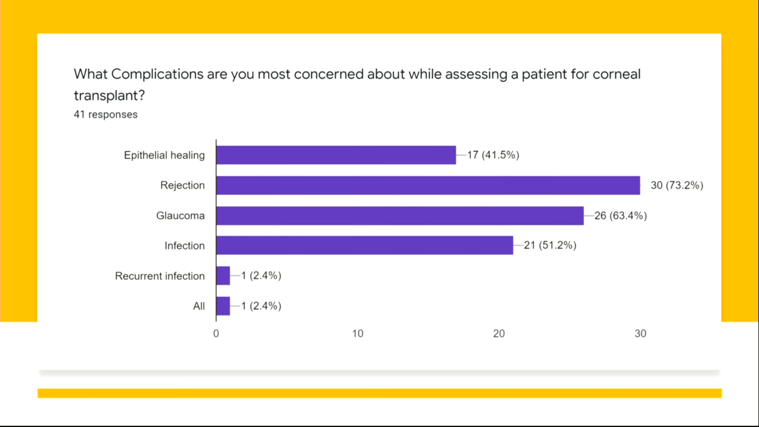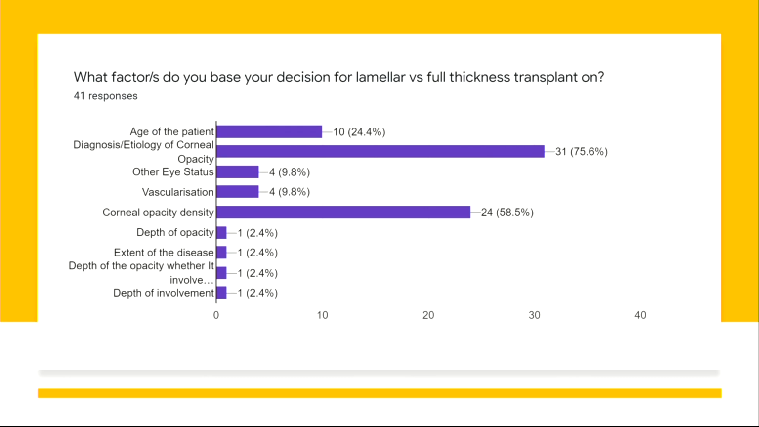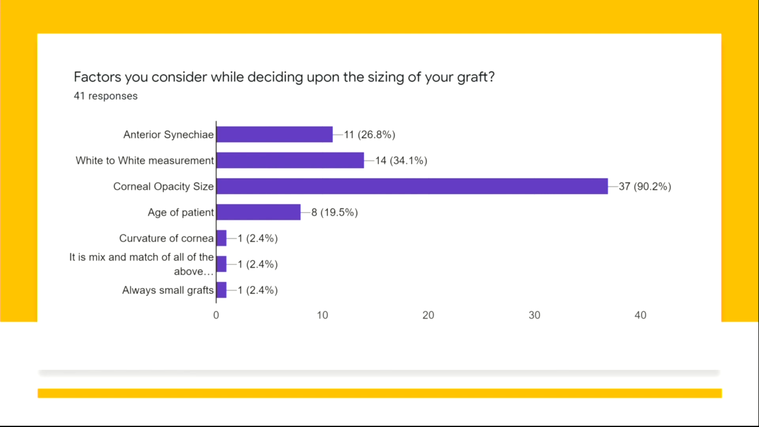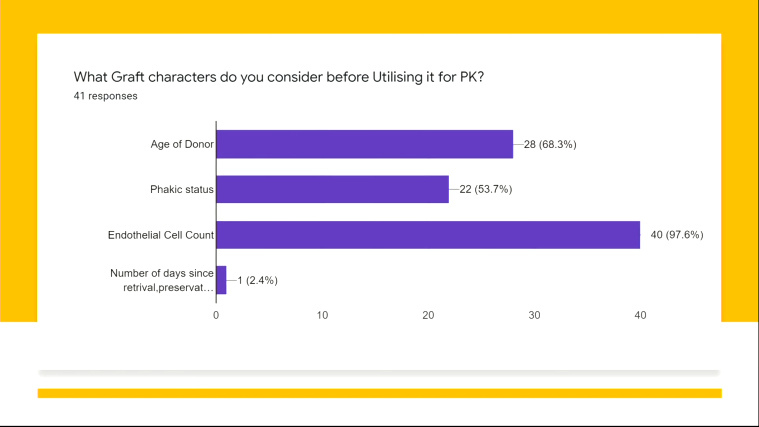Epithelial healing, according to me, is something that has to be thought of prior to surgery, and corneal sensations, tears, and the kind of opacity, etiology, all these things will give you a hint whether epithelial healing is going to be good, poor, or probably something you need to do something about. What factors do you base depends on the age of the patient, the etiology again, corneal opacity density, which will decide whether lamellar keratoplasty will work better for this patient or a full thickness graft is required. Intraoperative concerns are well known to us. And factors which decide the sizing of your graft, most importantly, corneal opacities.